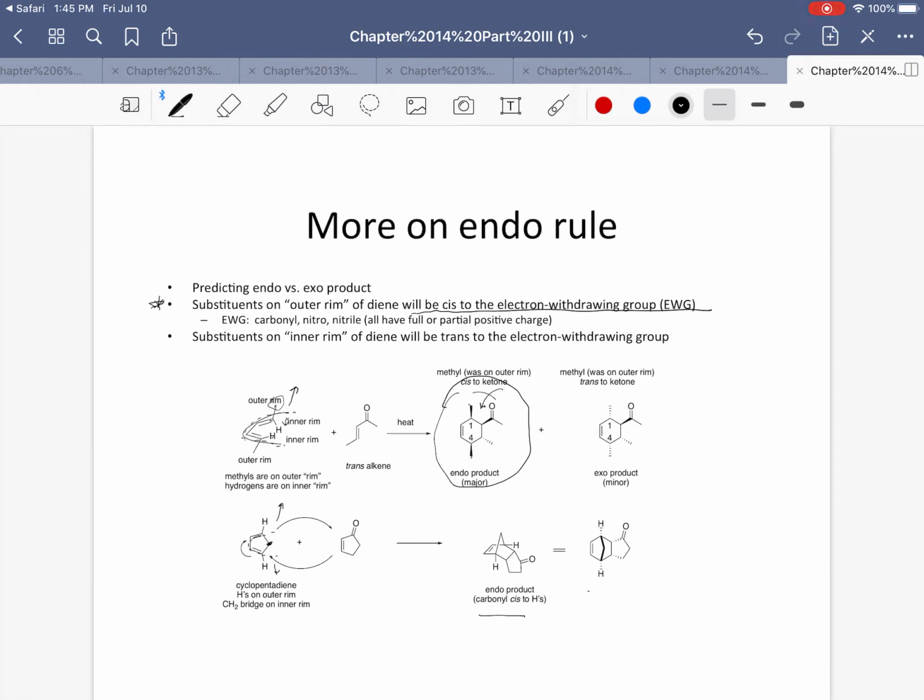So I could draw this out either in a three-dimensional drawing or a more conventional flat sort of drawing. And the hydrogen is cis to the carbonyl. They both point down, and the CH2 in the middle points up. So that is how you can predict what the major stereoisomer in the Diels-Alder is going to be.